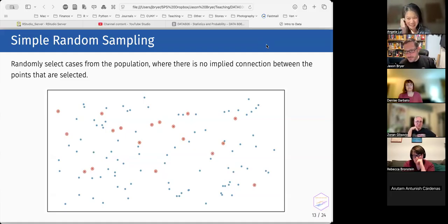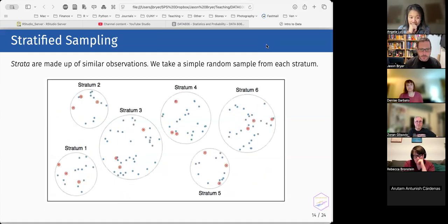All right, in terms of sampling, right? If you imagine we have some population represented by all these dots, simple random sample is just randomly selecting a certain percentage of them. Pretty straightforward. But there are other kinds of sampling you should be aware of.